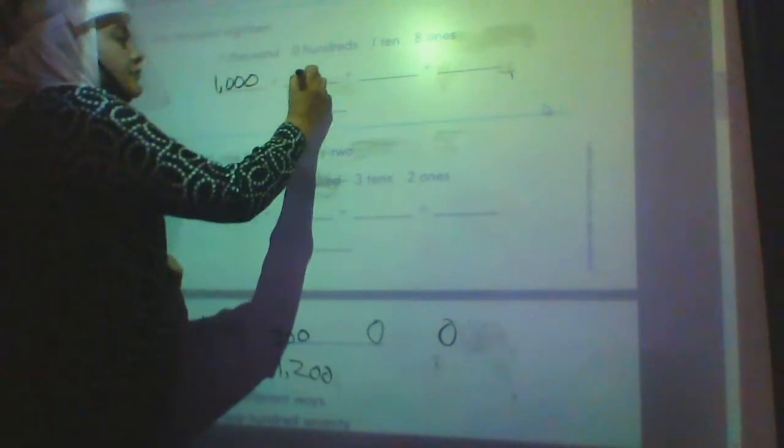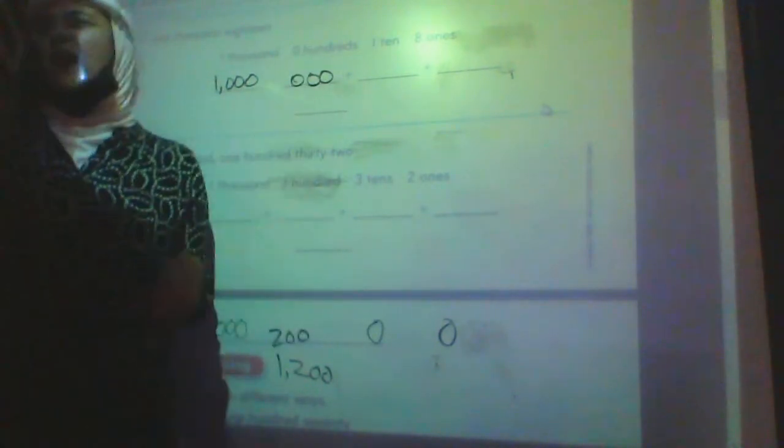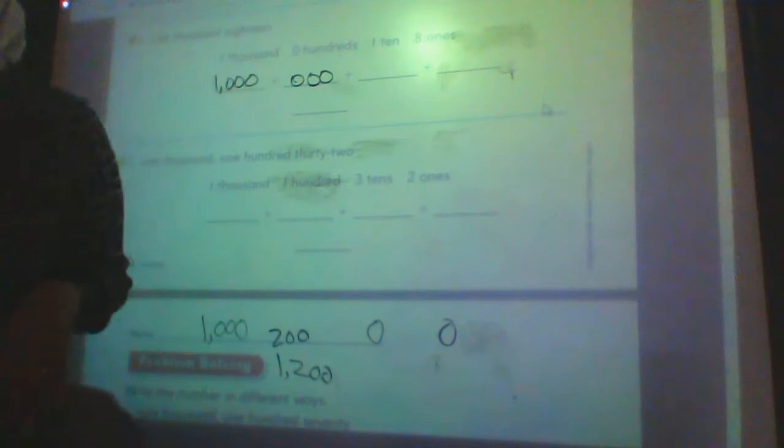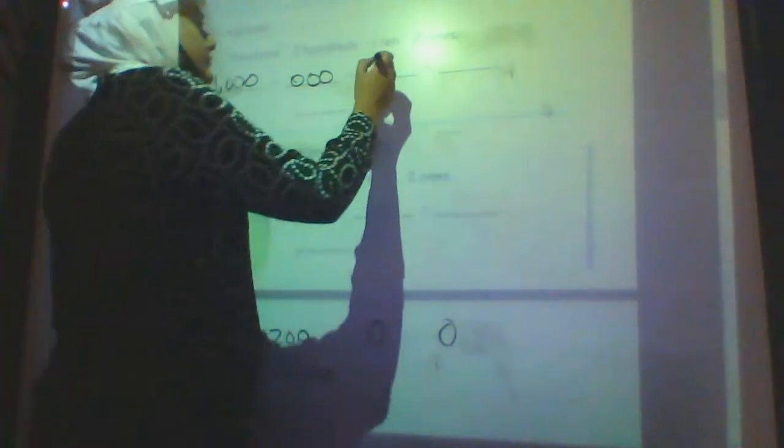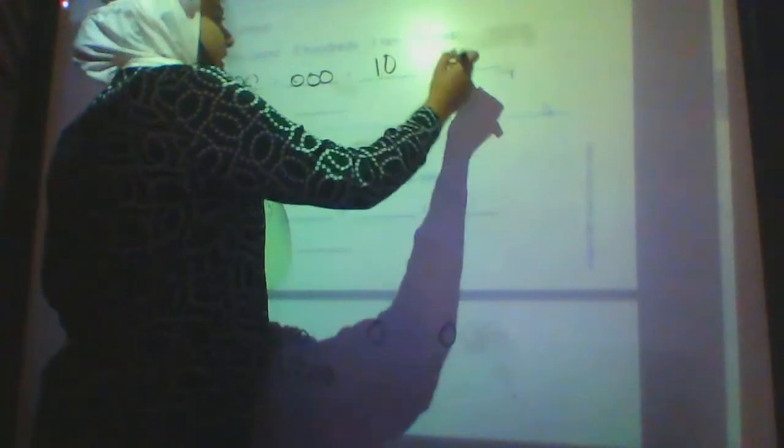So we have 1,000. We have 0 hundreds, and I write 3 zeros in the hundreds place. Why? Because hundreds is a 3-digit number. And then we have 10, and then we have 8 ones.